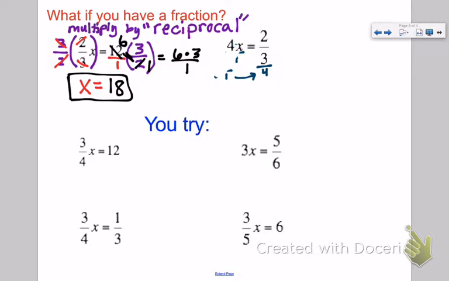So if we start over, we could say, all right, let's multiply by the reciprocal on both sides instead. So I'm going to multiply. The reciprocal of 4 is 1 over 4. And whatever I do to one side, I do to the other. And I'm going to put, oh, wrong way, 1 over 4. So once I do that, those 4's are going to cancel and I get x by itself.